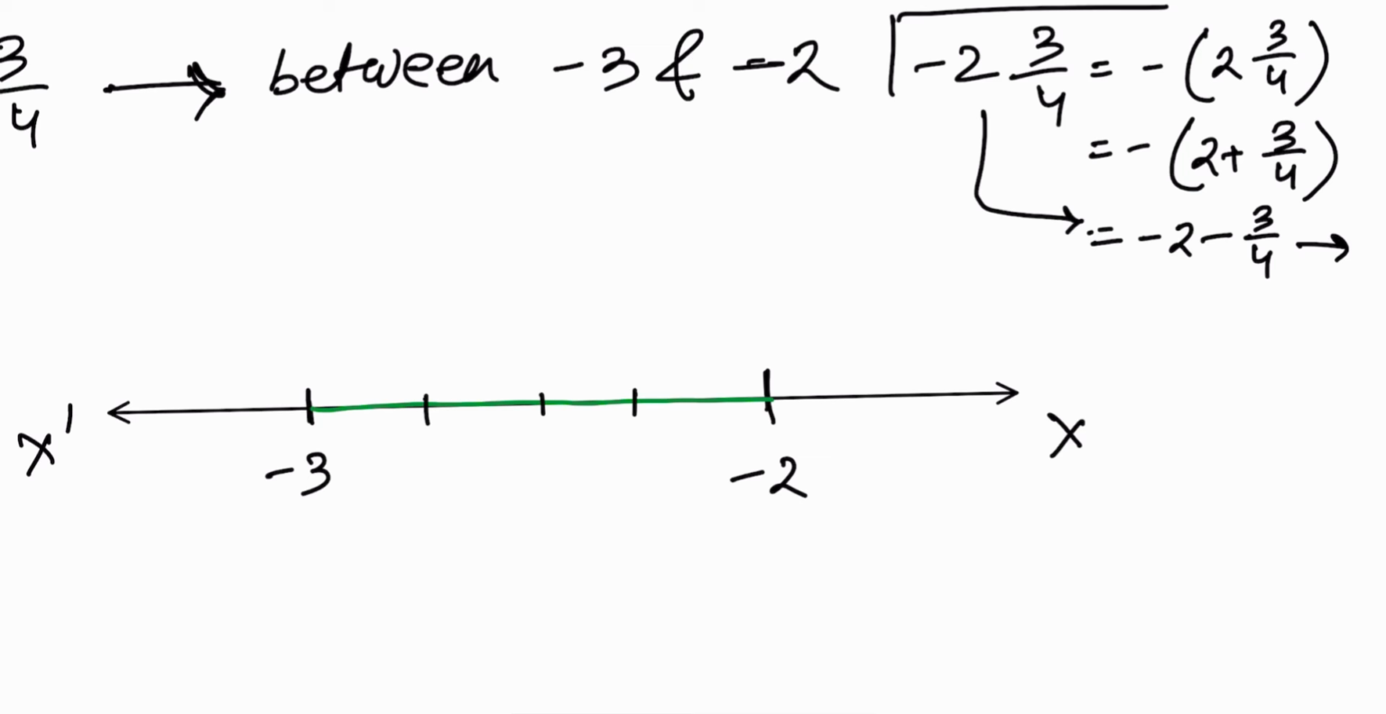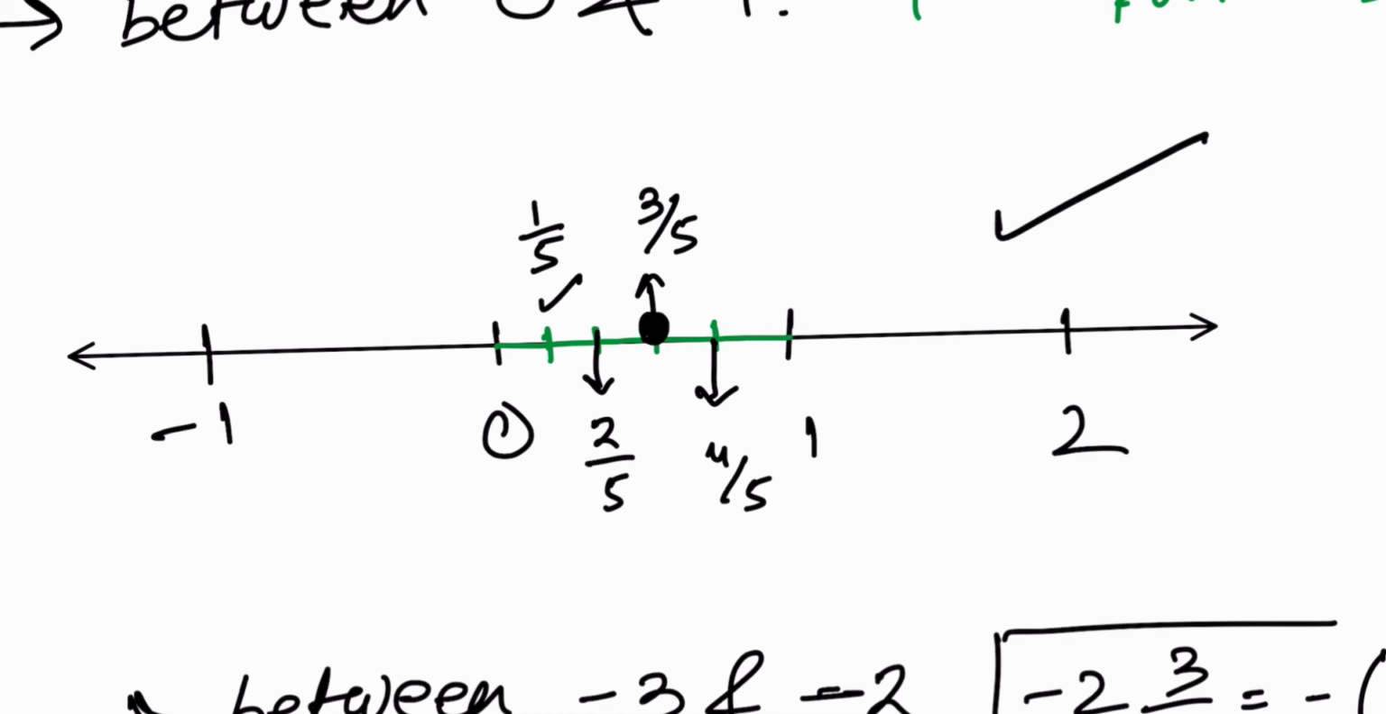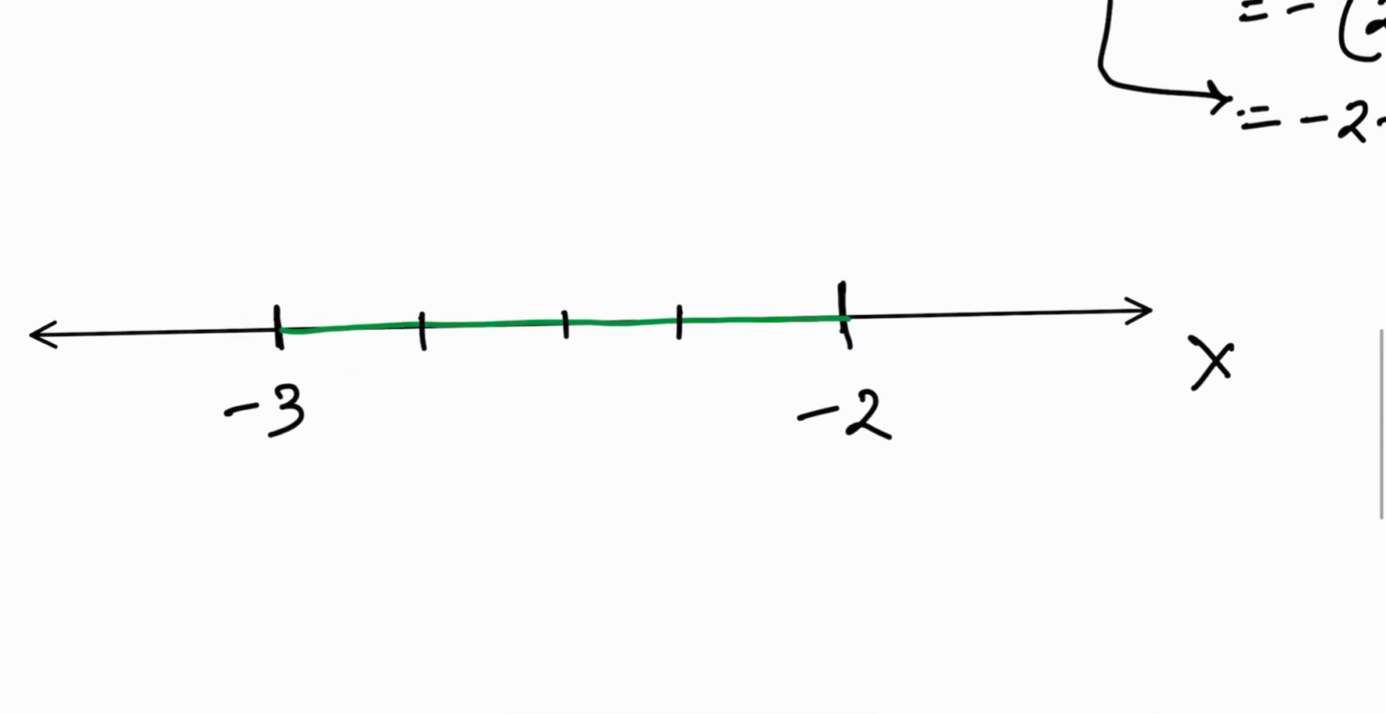So how to put -2 whole 3/4? It is to the left of -2. For a negative number, count from the left. For positive numbers, we counted from the right: after 0, then 1/5, then 2/5, then 3/5, then 4/5, like that. We counted from the right portion; for negatives, it will be from the left.